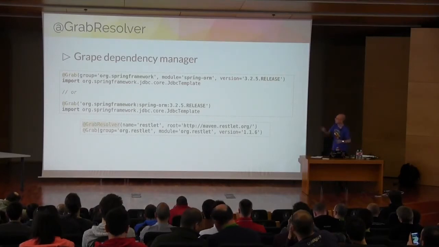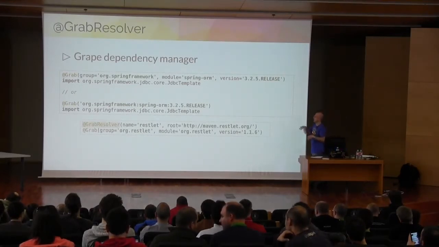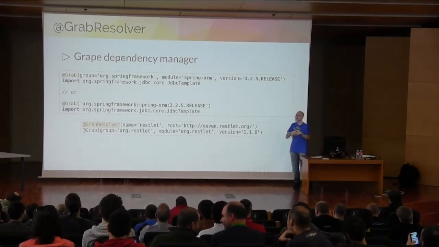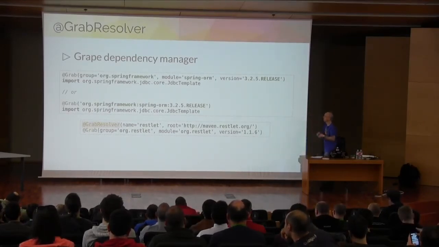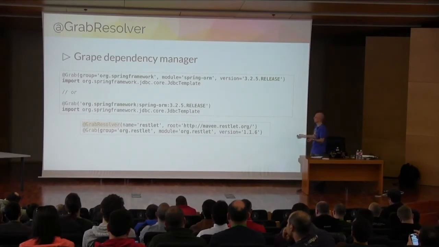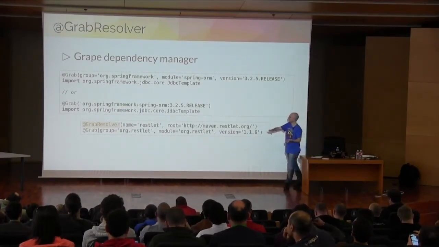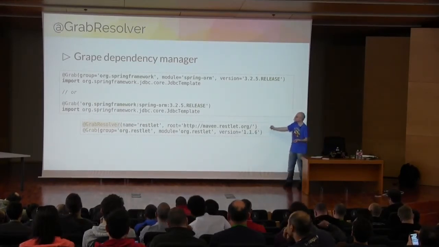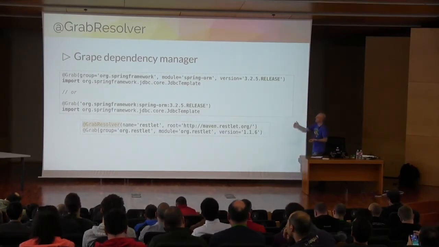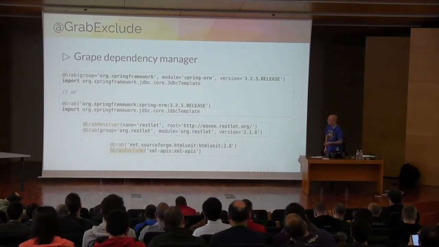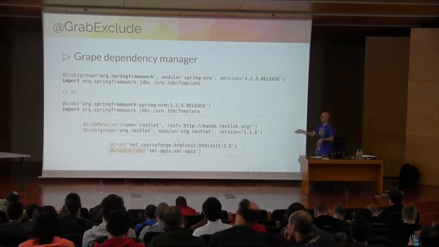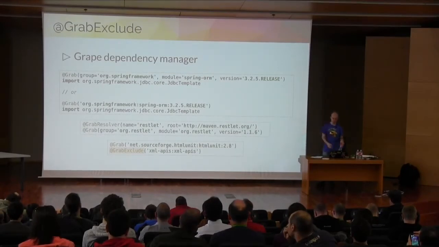Then we have @GrabResolver, because @Grab only looks for dependencies in Maven Central, but sometimes you want to add another repository. So for example, you can add this GrabResolver with this Maven repository and then use the Grab annotation. And with @GrabExclude, you can, for example, exclude some transitive dependencies.